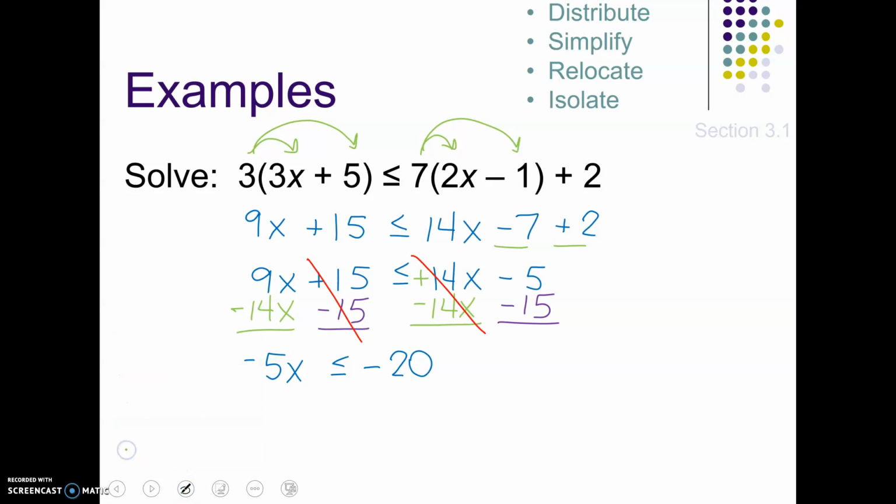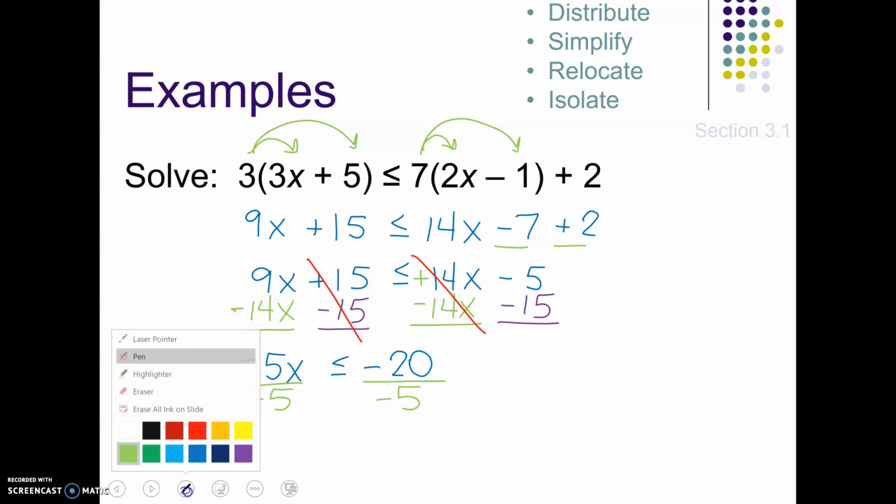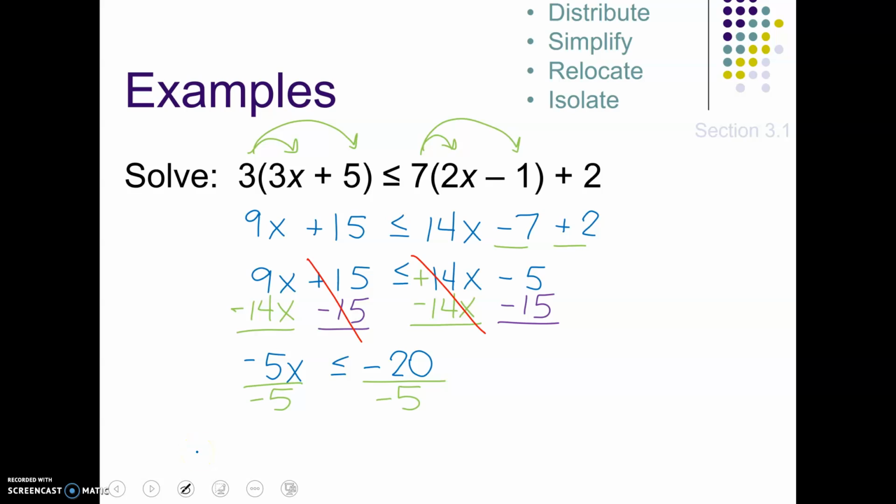In this particular case, x is not by itself. If I move to isolate him, I need to detach the negative 5 using division. And this is the part that we have to be careful of. Whenever we divide by a negative, we have to switch the inequality. So negative 5x divided by negative 5 is x. Negative 20 divided by negative 5 is 4. But in dividing by that negative number, our less than or equal to inequality now changes to say greater than or equal to.